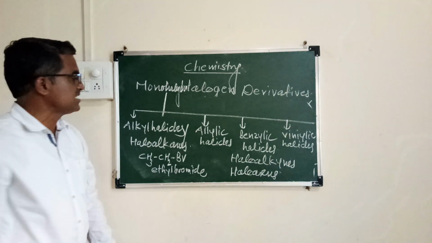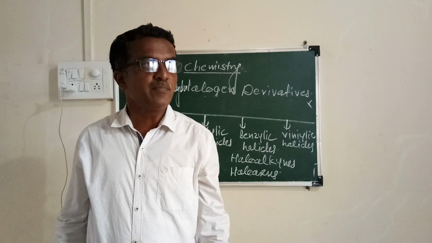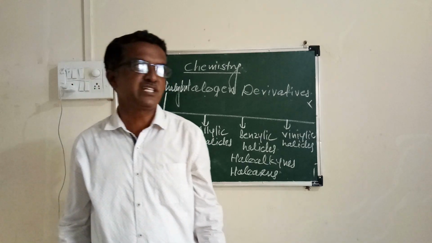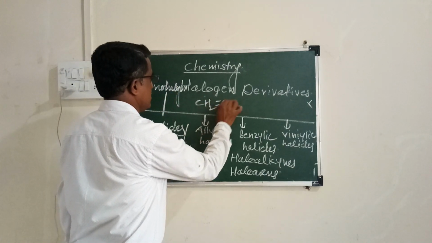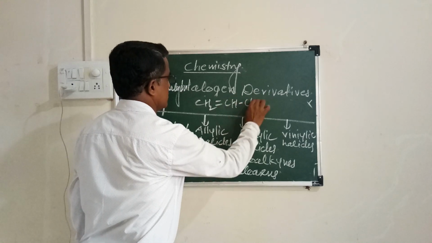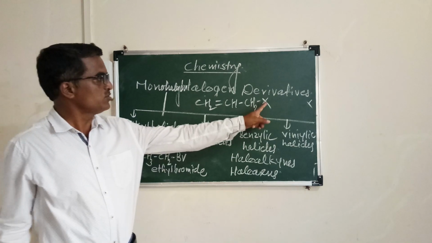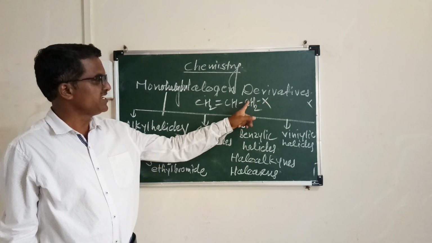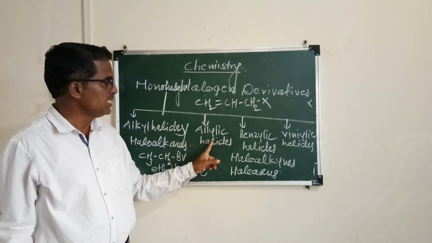Now the second one is the allylic halides. In allylic halides also, the halogen atom is attached to the carbon atom which is in sp3 hybrid state, next to the carbon-carbon double bond. Example is CH2=CH-CH2-X. X means any halogen, which may be chlorine, bromine or iodine, attached to the carbon in sp3 hybrid state next to the carbon-carbon double bond. This is the allylic halides.